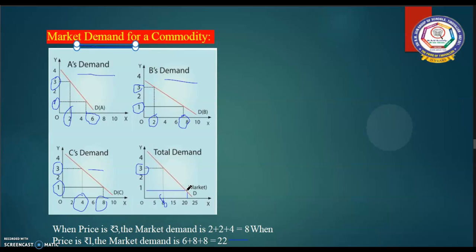As in the case of the individual demand schedule, the market demand curve is at a price, at a place and at a time.